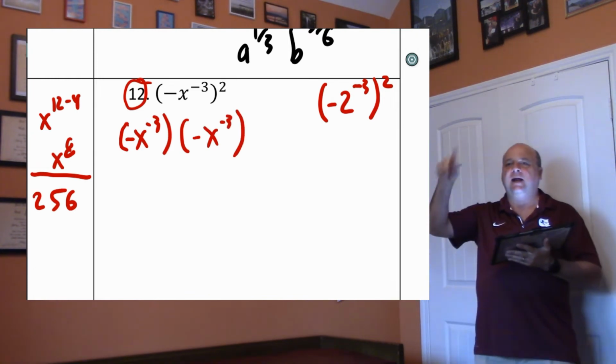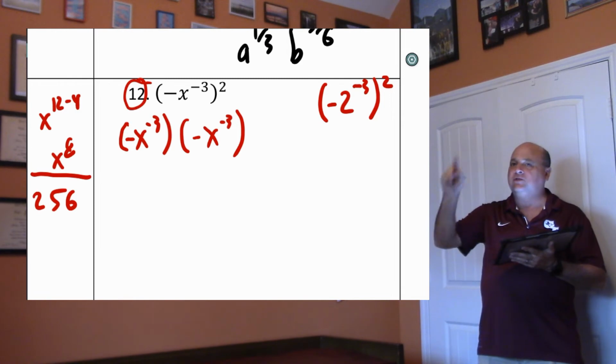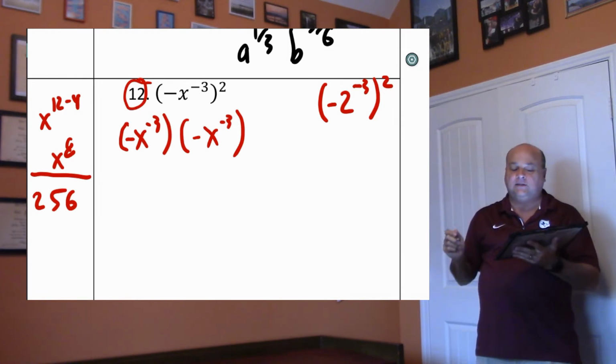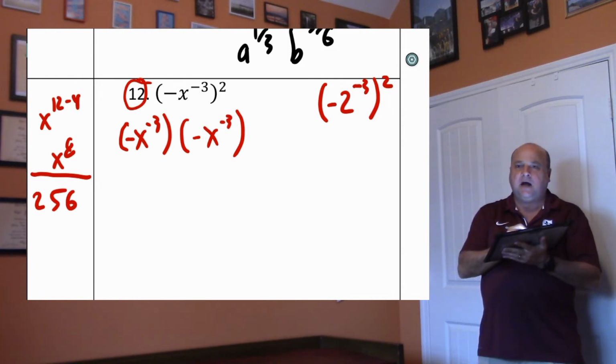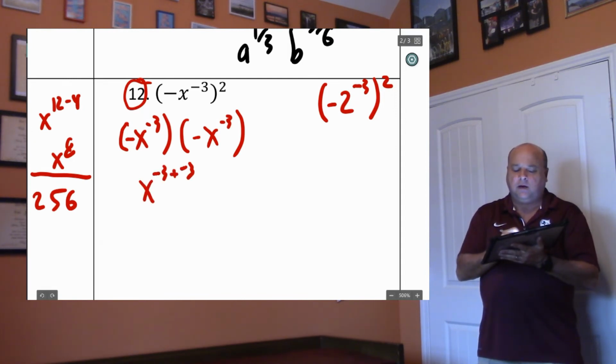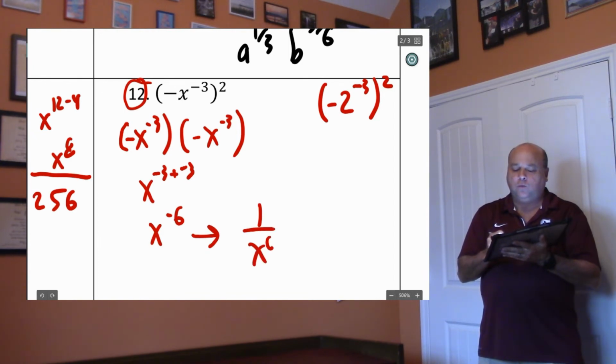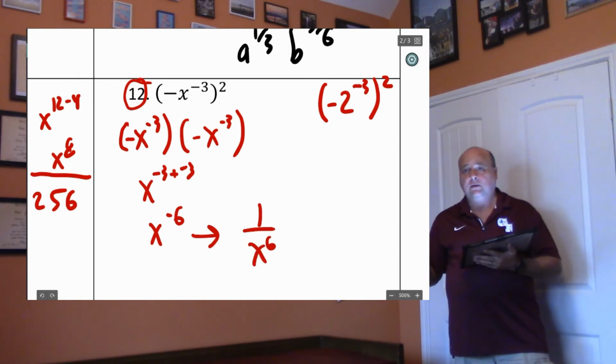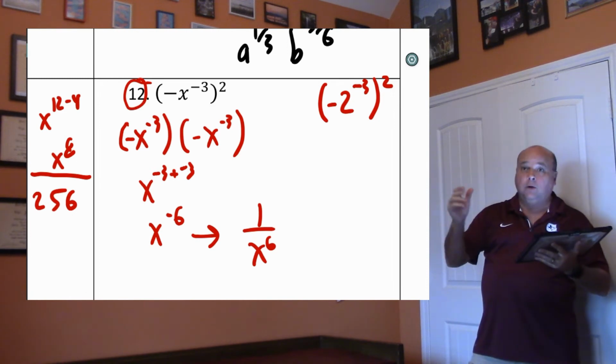Okay, the negative counts twice. If the parentheses weren't there, the negative would count once. So 2 negatives makes a positive, and then you would do x to the -3 plus -3, which is x to the -6, which is going to turn into 1 over x to the 6. Okay? It's really, really tricky.